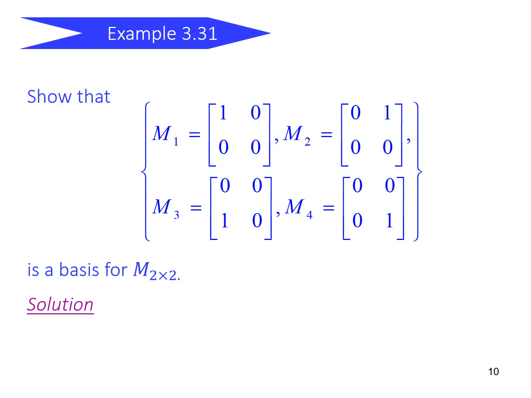This example presents a different vector space, where the vector space V here is the set of all matrices of size 2 times 2, and the set S that we are considering here is a set of 4 matrices M1, M2, M3, and M4 as given in the slide. We have to show that the set S is a basis for all matrices of size 2 times 2.